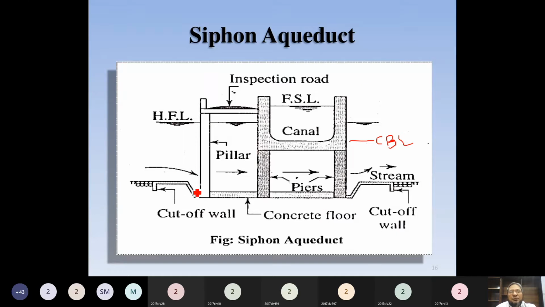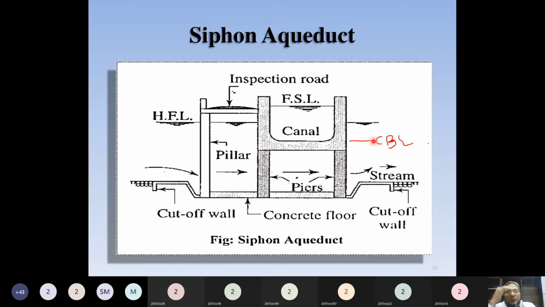Now we provide a little depression here, and the water in a stream is flowing as open channel flow. But when it enters under the slab, it becomes pipe flow, and then the water emerges out and again becomes open channel flow. So this is called a Siphon Aqueduct.